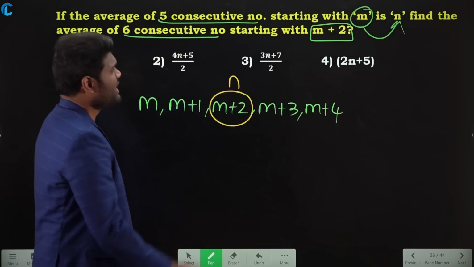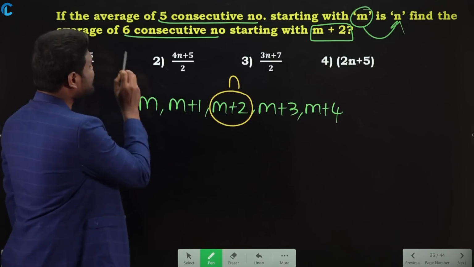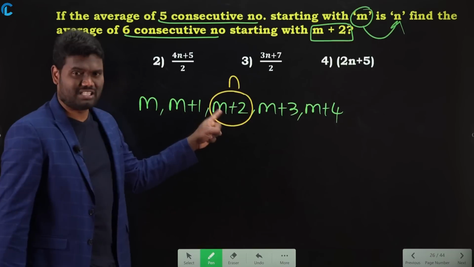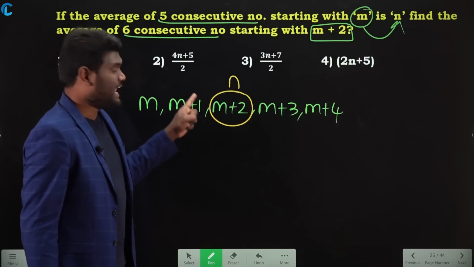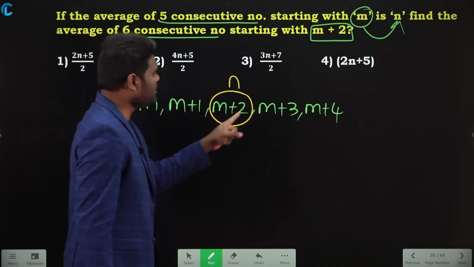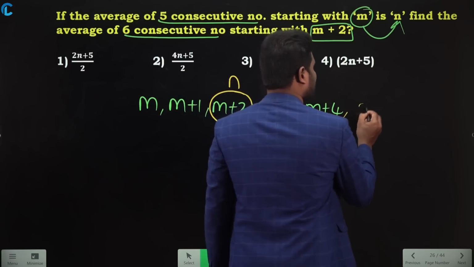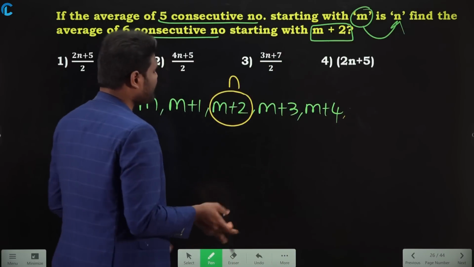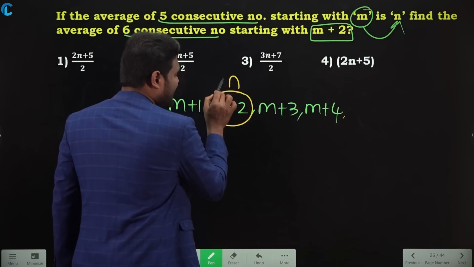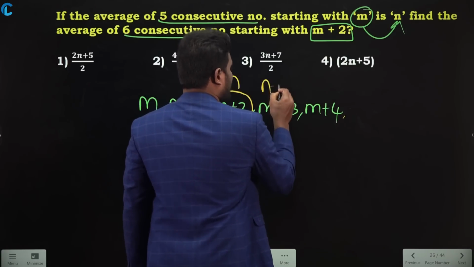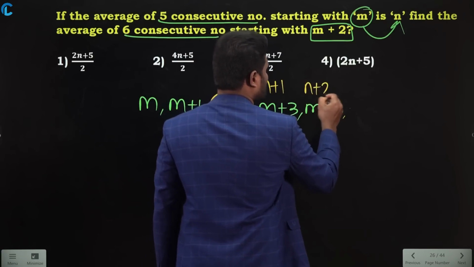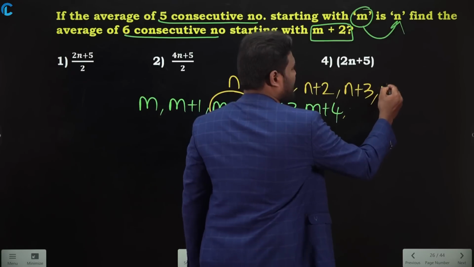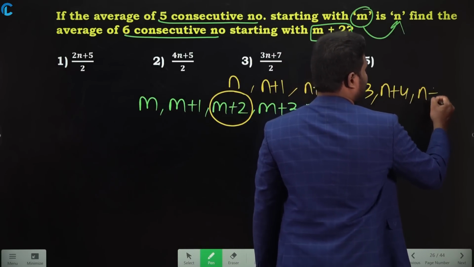Now the question says find the average of 6 consecutive numbers starting with m plus 2. This is m plus 2. Now I need to know for 6 numbers. Look here, 1, 2, 3, 4, 5. The 6th number means this number is also included, and for this I need to find the average. Starting with n, this is going to be n plus 1, n plus 2, yes or no? n plus 1, n plus 2, n plus 3, n plus 4, n plus 5.